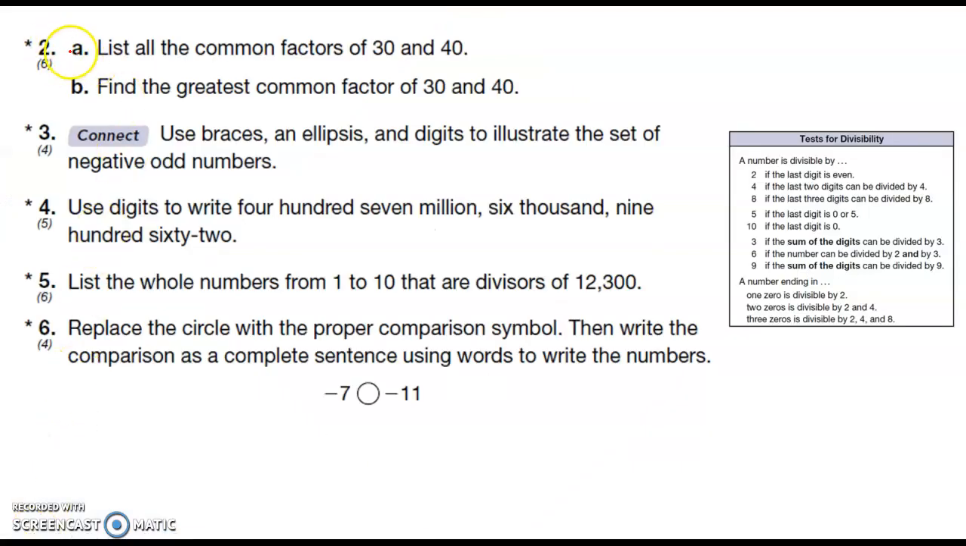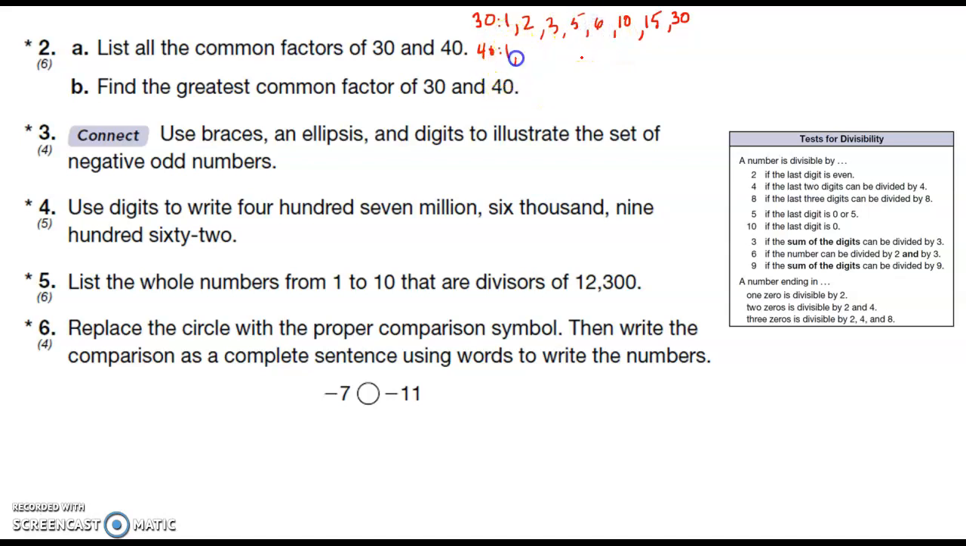Okay, so number 2 says, list all common factors of 30 and 40. So first thing I have to do is list the factors of 30 and 40, the numbers that multiply to make 30 and 40. So 1 and 30, 1 times 30, 2 and 15, 3 and 10, 4, 5 and 6. I think that's it.